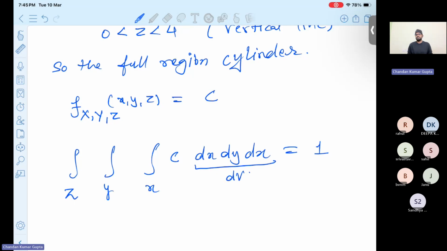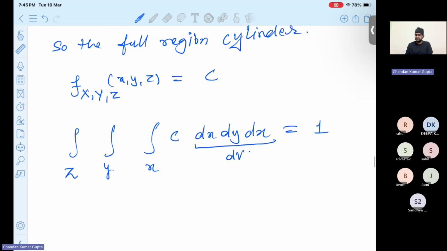The volume integral. Okay, so what is the volume of the cylinder? The area of circle, pi r square. R comes out to be 1. So that means pi. Okay. And then height is 4. So pi into 4. So that means what? Pi r square h is the volume for the cylinder.